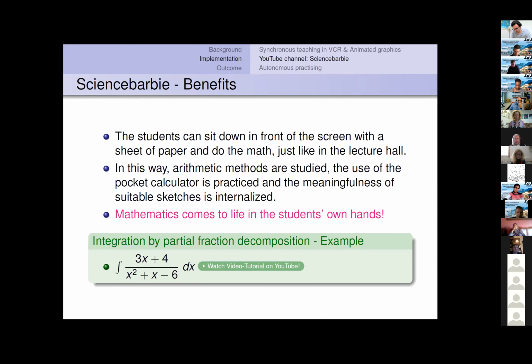And the meaningfulness of suitable sketches is internalized. My experience is that with this approach, mathematics really comes to life in the student's own hands. And all these videos are embedded into my slides, so the students don't really have to search for them online.